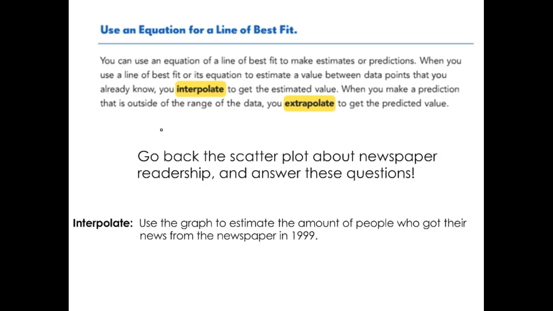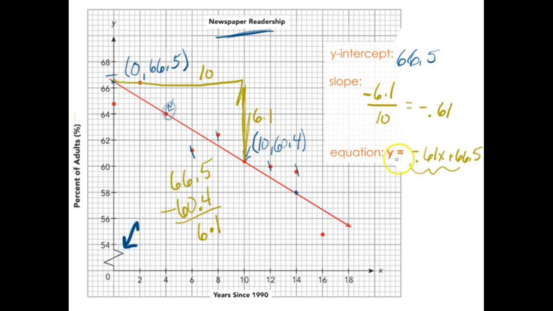And we're going to go back to that newspaper one in a second here to answer some of the questions. The first one is an interpolation question. It says use the graph to estimate the amount of people who got their news from the newspaper in 1999. Let me go back to our work here that we already started. 1999 would be, remember, 9 years after 1990. So we want to go to the 9 right there.